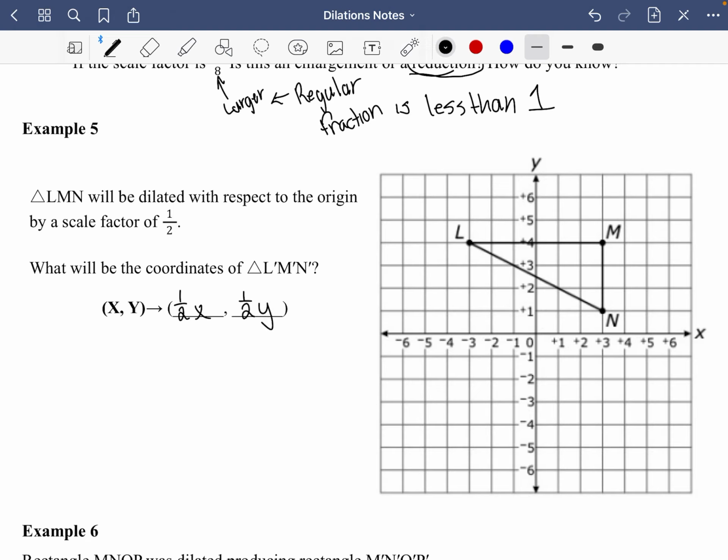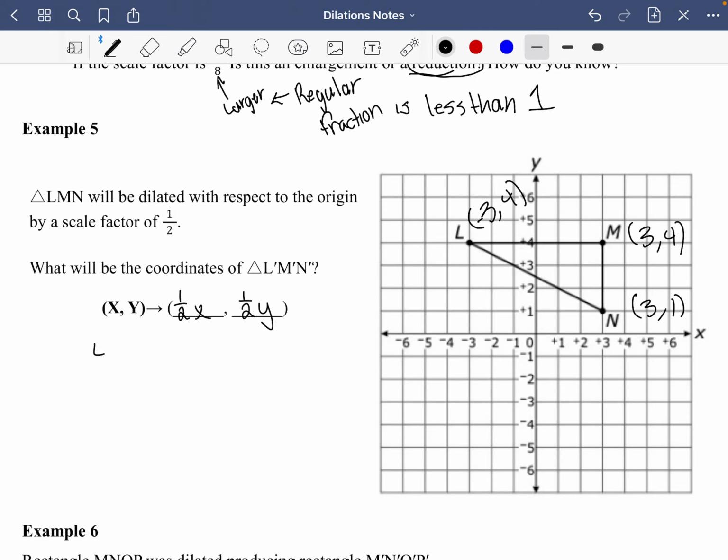But now they didn't give us the ordered pairs, so they just gave us a graph. So let's go find out what our ordered pairs are. So the ordered pair for L is going to be -3, 4. For M, we got 3, 4. And N, we got 3, 1. Okay, so if I take the points that they gave us, multiply it by half, we'll get our actual new image that we should have. So let's look at it.